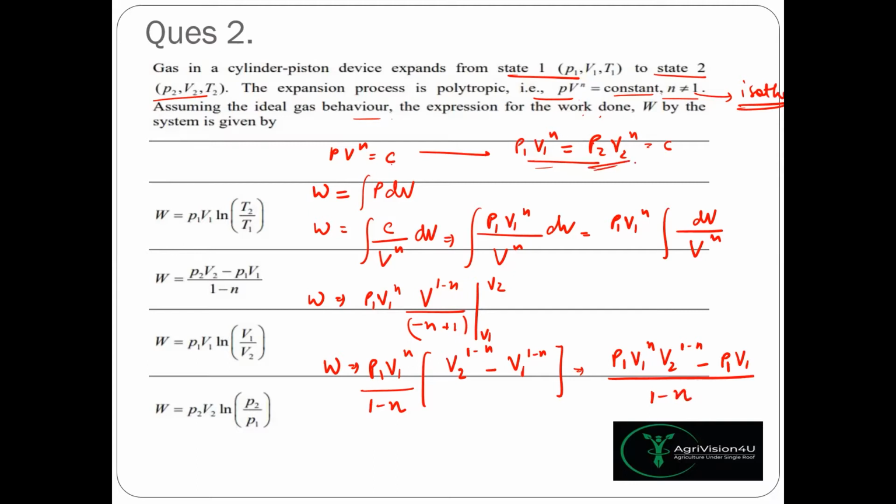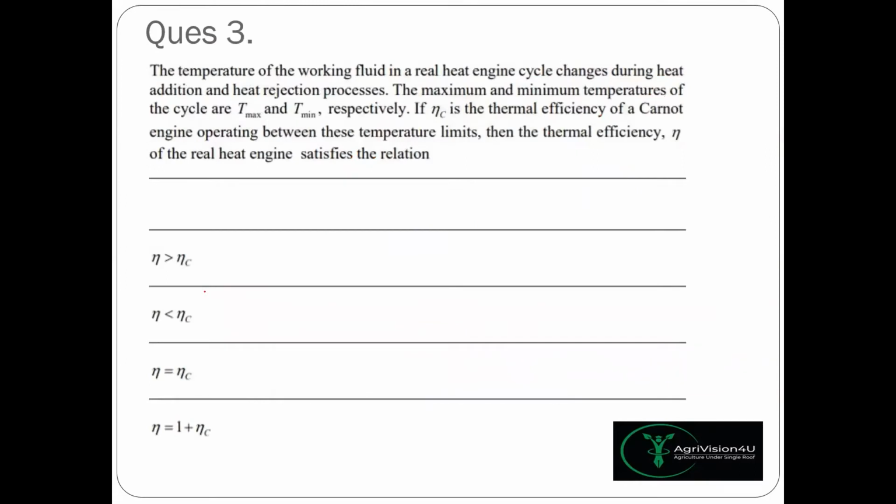Now using this formula, we can write that P1 V1 whole to the power n is equal to P2 V2 to the power n. So here our V2 to the power 1 minus n is also available, so we can use this expression along with this to get P2 V2 minus P1 V1 divided by 1 minus n. So that means option B would be the right answer. That means work done in a cylinder piston device, when we are talking about a polytropic process, will be equal to P2 V2 minus P1 V1 divided by 1 minus n.